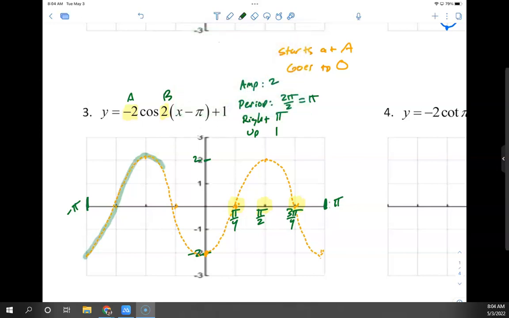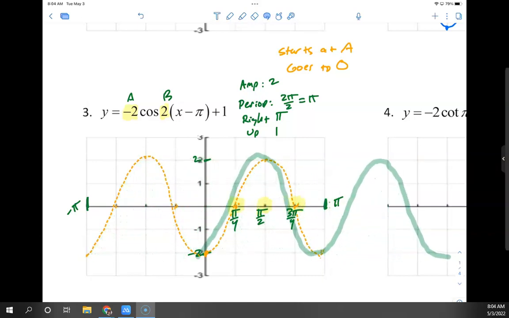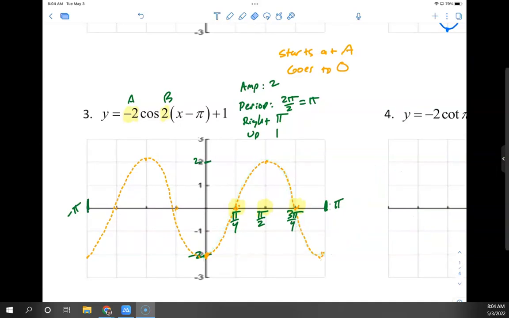But let's say I had this whole thing here. Okay? And I'm moving it right pi. So that's pi over 2. That's pi. See how it's just going to go back on itself again anyways. So anytime your shift is the exact length of a period, you can just ignore it. So it shifts right pi, but then the only thing I have to worry about is up 1. So I'm just going to move each of these points up 1.